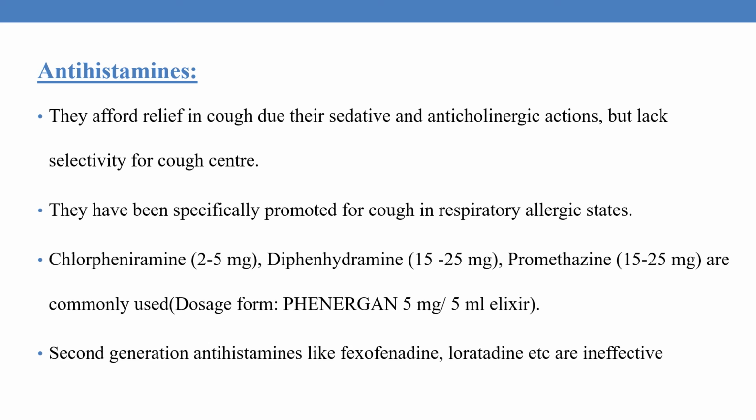Now coming to antihistaminics, they afford relief in cough due to their sedative and anticholinergic actions but lack selectivity for the cough center. They have been specifically promoted for cough and respiratory allergic states. The drugs are chlorpheniramine 2 to 5 mg, diphenhydramine 15 to 25 mg, promethazine 15 to 25 mg are commonly used. The marketed form is Phenergan, which is 5 mg per 5 ml elixir. The second generation antihistamines like fexofenadine and loratadine are ineffective to suppress the cough.